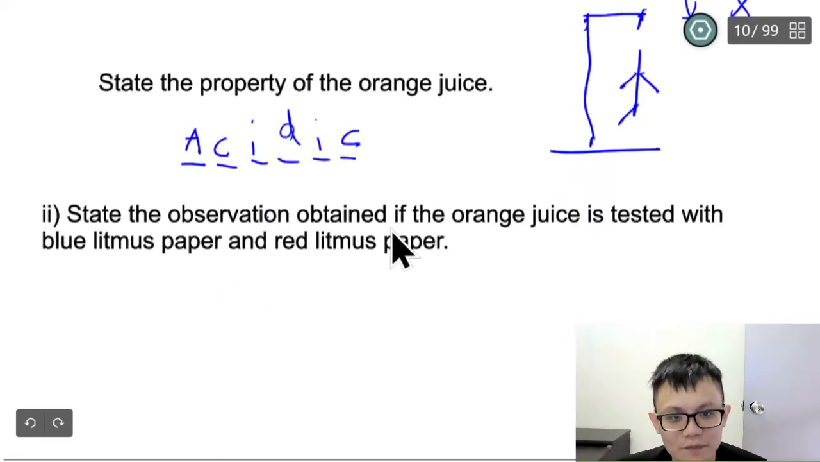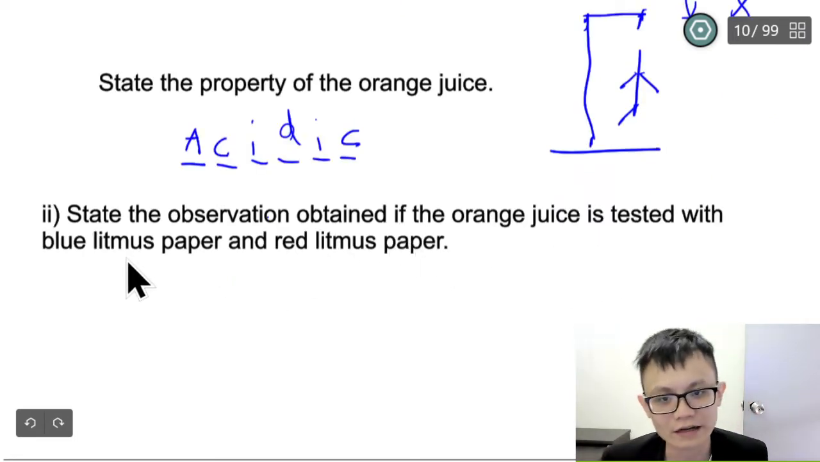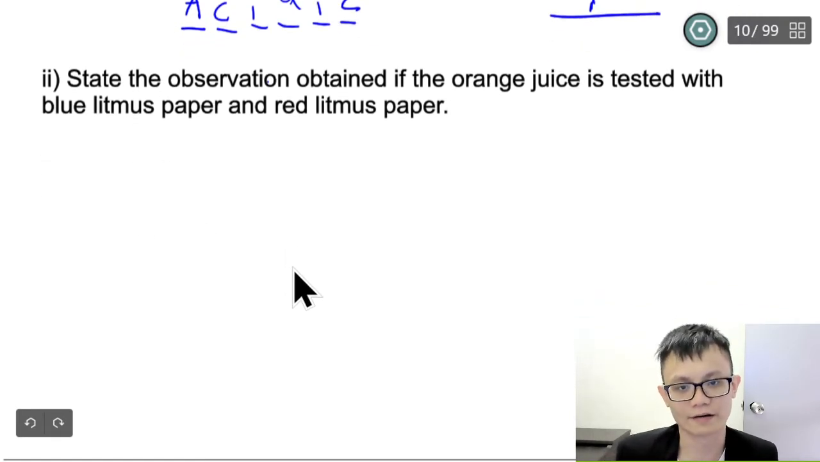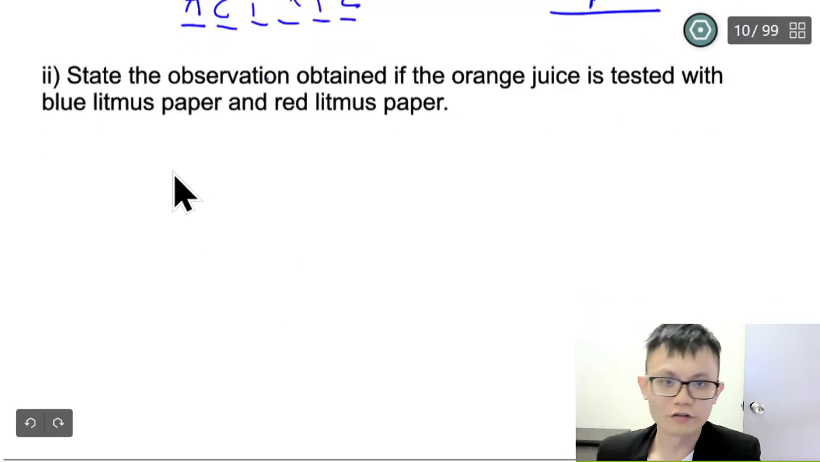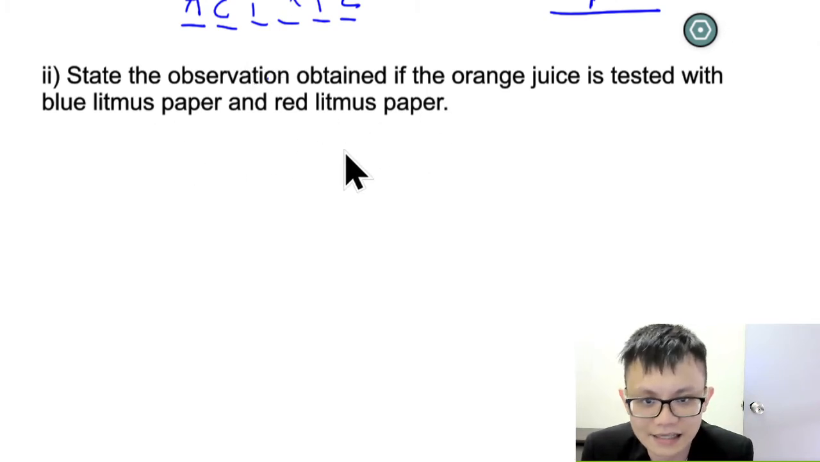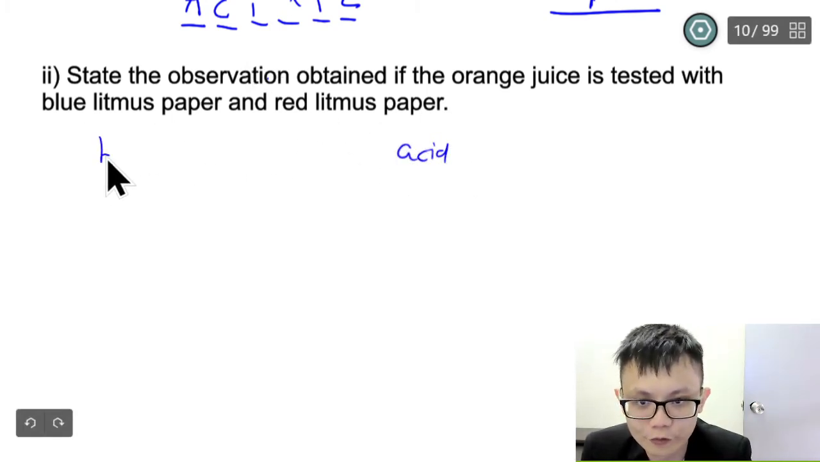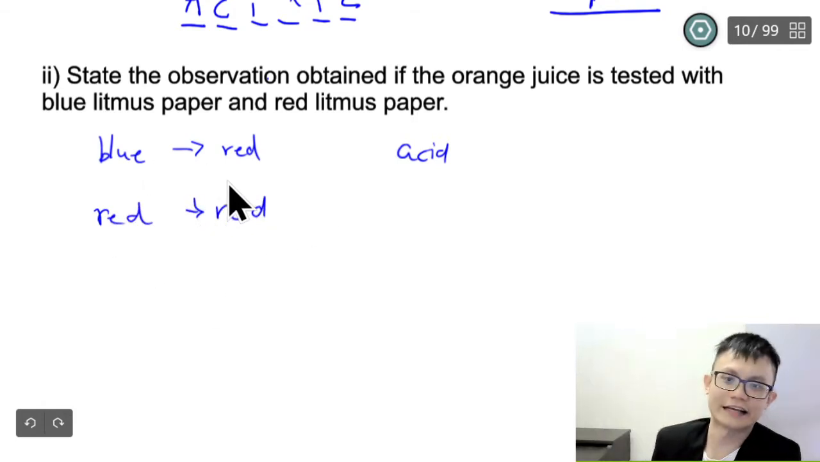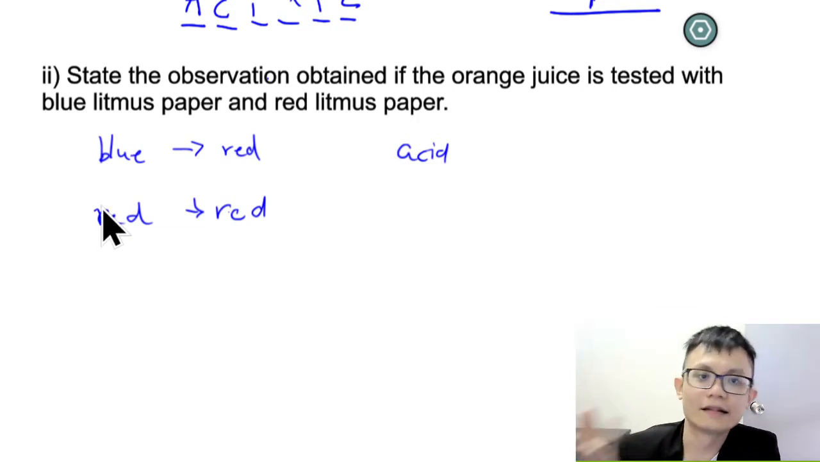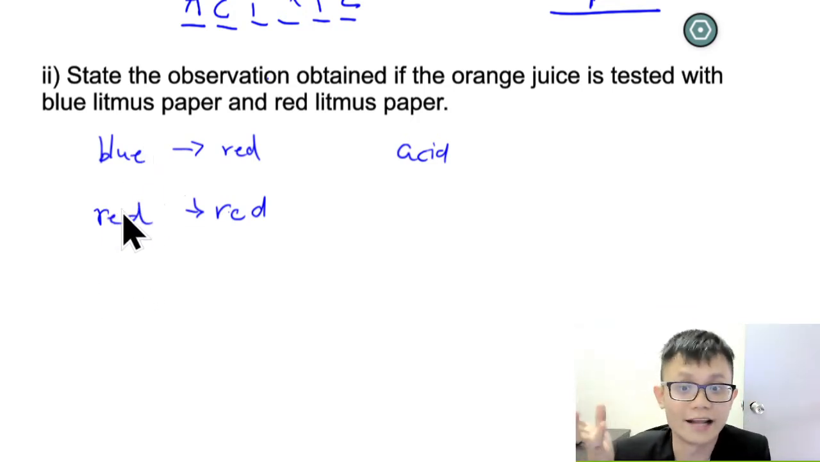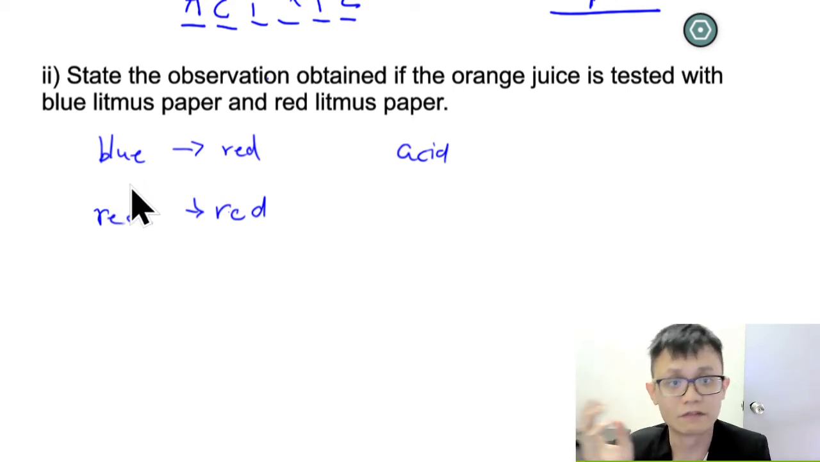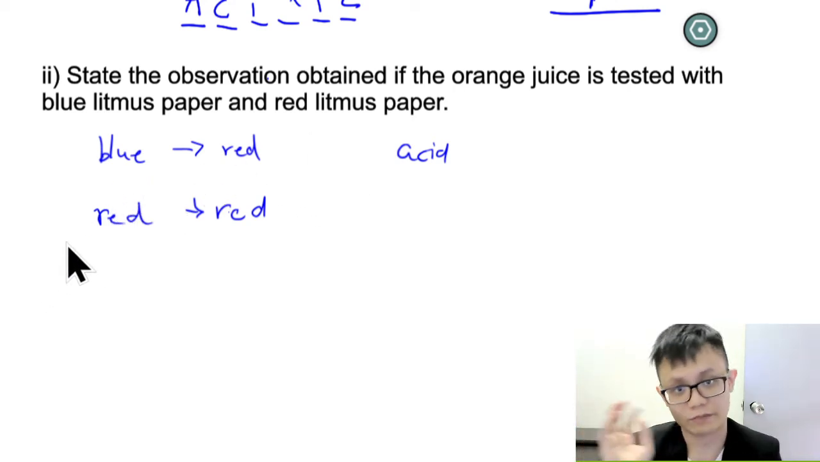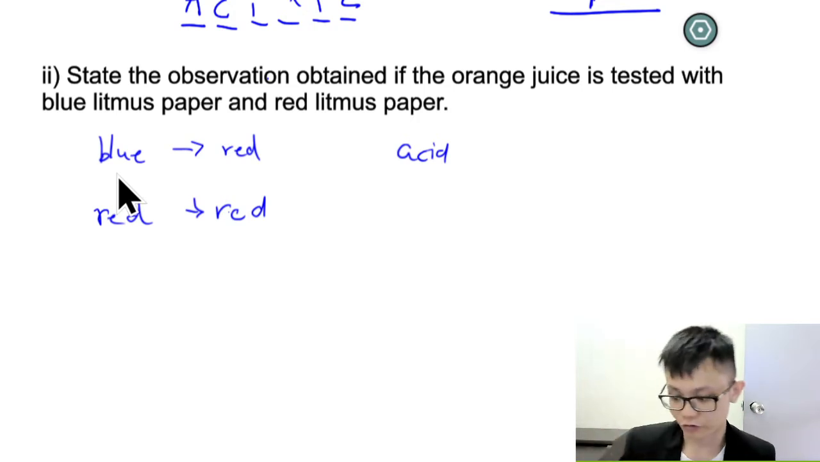State the observation obtained if the orange juice is tested with blue litmus paper and red litmus paper. Okay, very easy. So what is the answer? If acid, it will be blue become red. And if you use red, of course it will remain red. I don't want to write in words. Just explain like how you explain to your friend, correct or not? The blue litmus paper will become red. The red litmus paper will remain red. Okay, just use your own words.